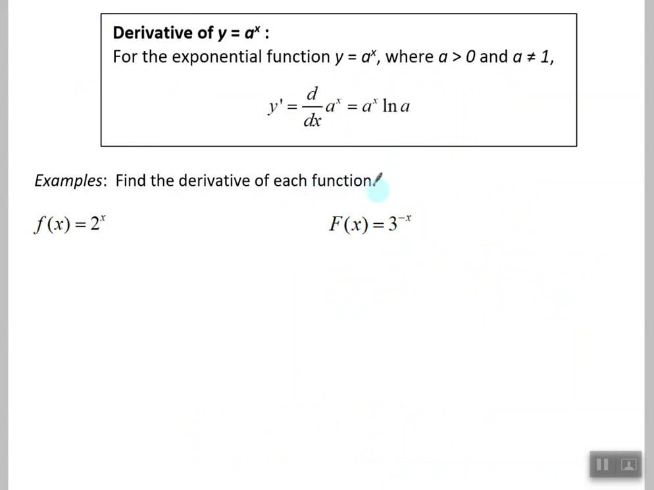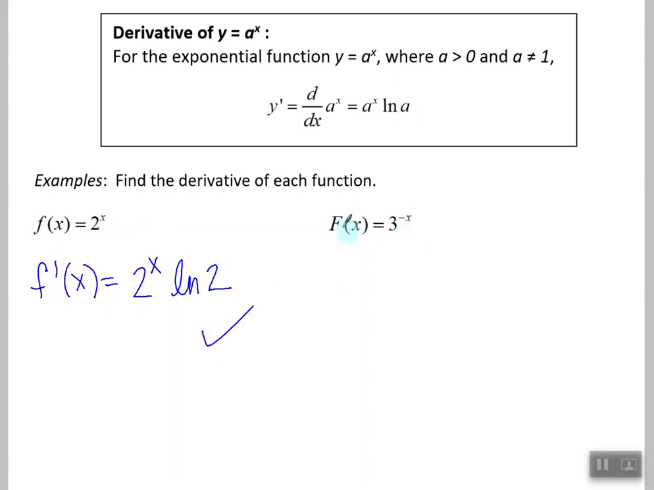Find the derivative of each function. If f of x equals 2 to the x, this is following that exponential model. 2 is greater than 0 and not equal to 1. Then f prime of x is simply 2 to the x times natural log of 2. A to the x natural log of a. 2 is our a. And that's it.